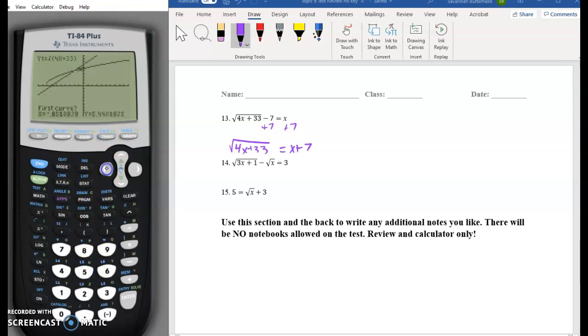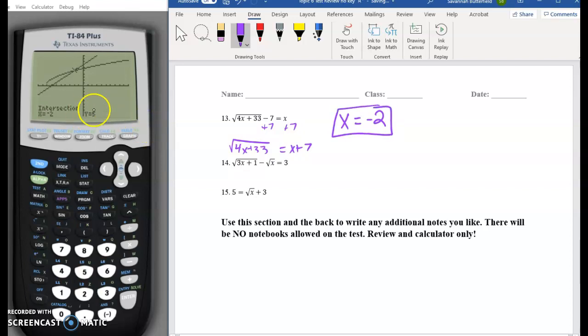And I'm just going to get this cursor. I'm going to use the left arrow, get it as close as I can, kind of estimate it. And I'm going to hit enter 1, 2, 3 times. And I get x is equal to negative 2. Again, we don't have to double check our answers. So x equals negative 2.